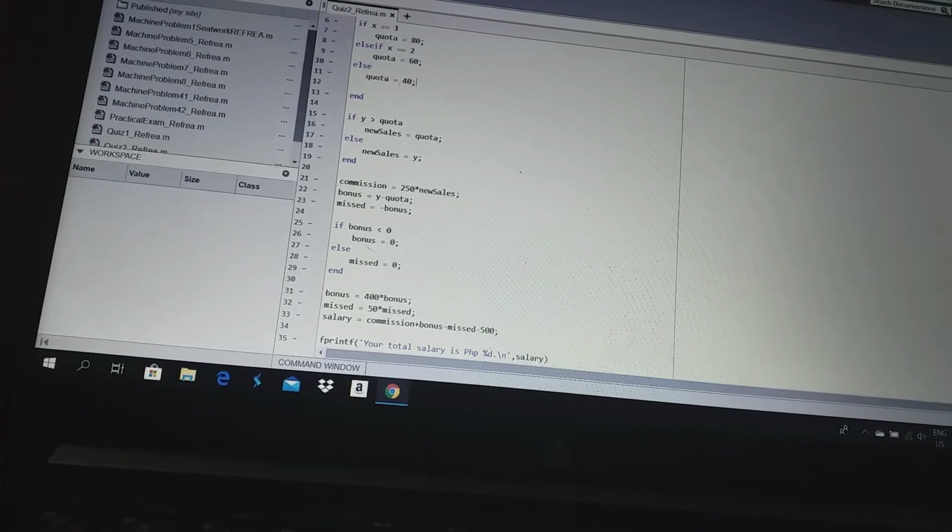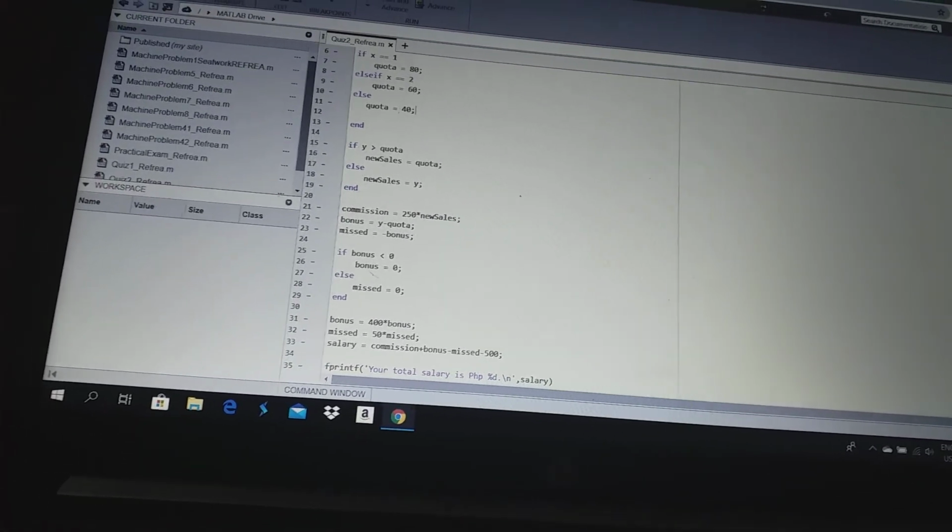For line 33, this portion determines the total salary of the sales agents for the month. There is a 500 peso deduction since that is the company tax. And lastly, line 35 displays the total salary of the sales agents for the month. So that is basically the flow of the code.